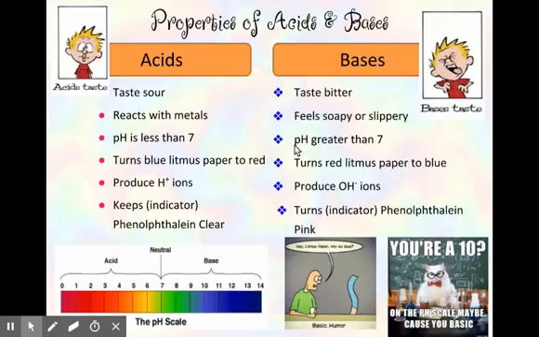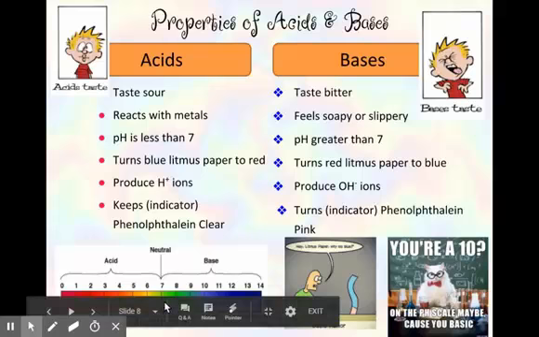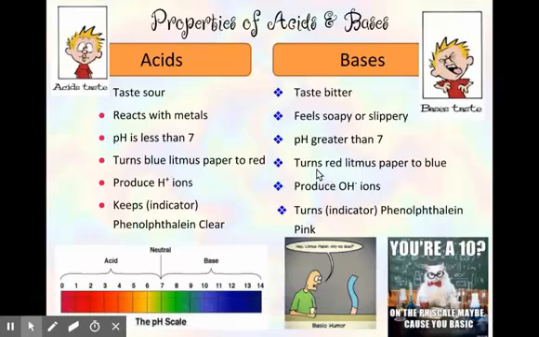They're going to have a pH greater than 7 on the pH scale. They're going to take red litmus paper and turn it blue. Bases always have the OH ion present. And this time they're going to turn the indicator phenolphthalein pink. So again, just another way we can test to see if something is an acid or a base.